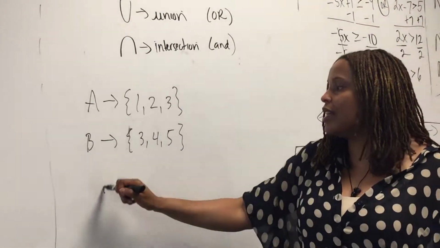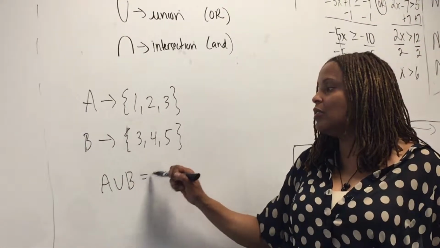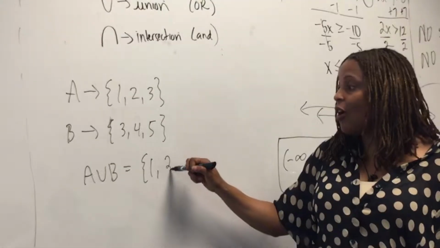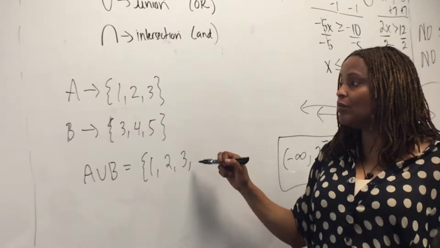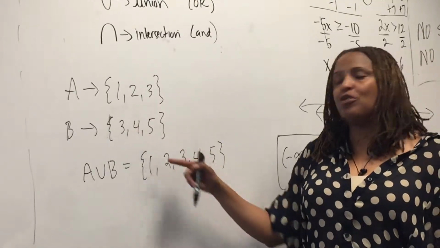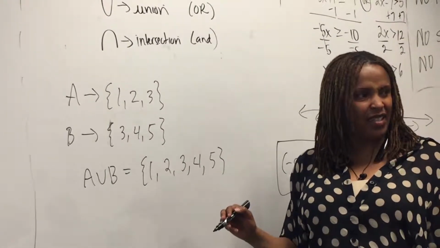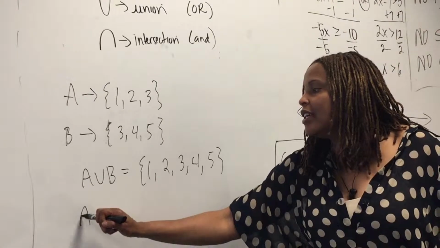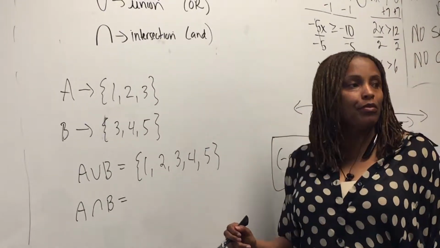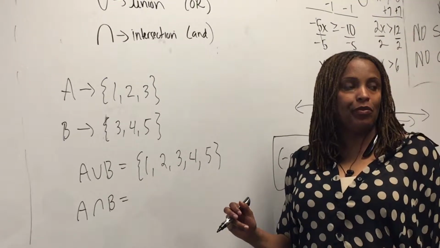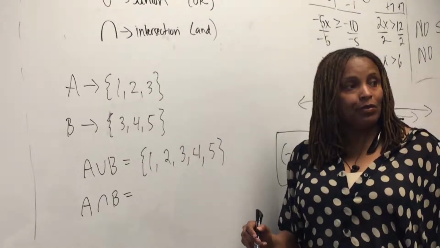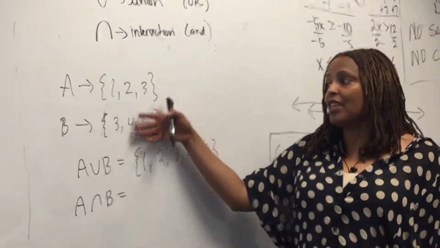If I union the sets, A union B would be what? Right. If they contain the same element, you don't write it twice. Make sense? But A intersect B means what? A intersect B means what? It means what they have in common.